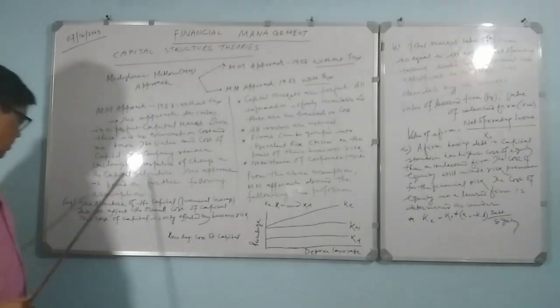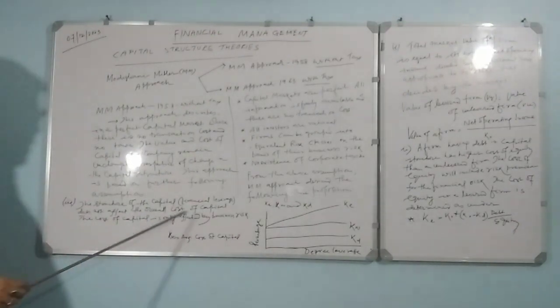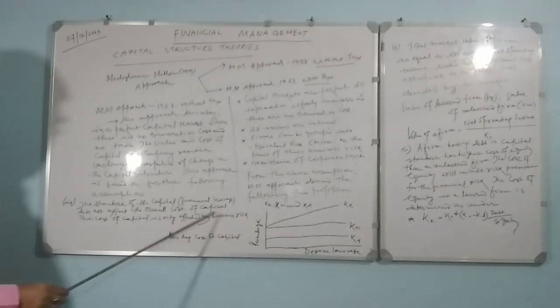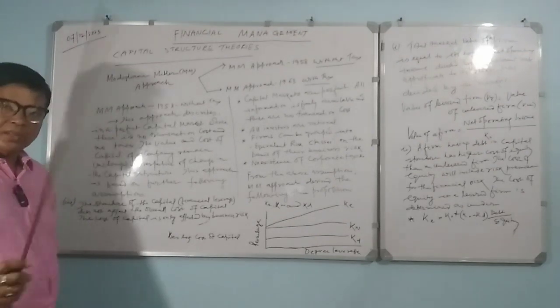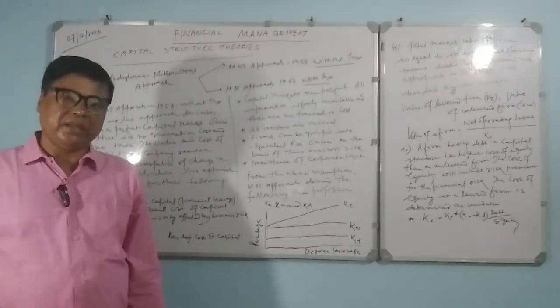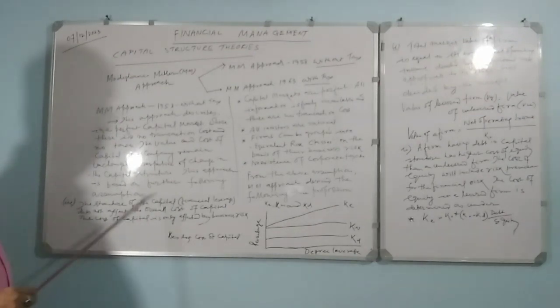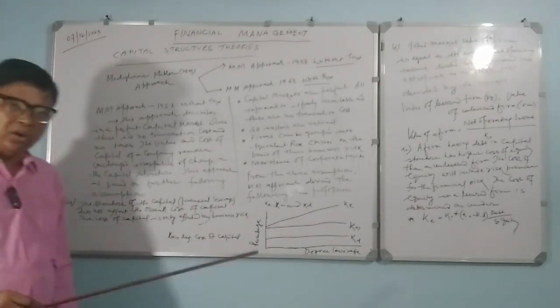And the third important point they are telling is that the structure of the capital, that is financial leverage, does not affect the overall cost of capital. You see that the structure of the capital, that means whether there is debt capital or not, will not impact the overall cost of capital.